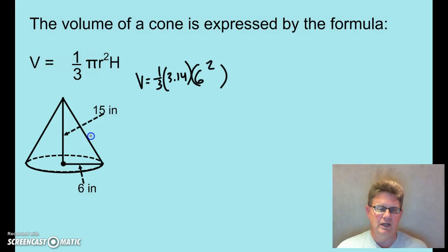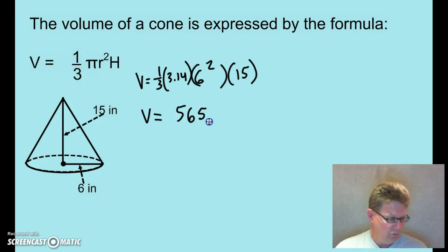It might be sometime that I don't give you the height. I give you the slant height, and you'll have to figure out the height using the Pythagorean theorem. But in this case, the height of the cone is 15. So the volume equals 565.2 inches cubed. And that's how you find the volume of a cone. This does conclude lesson 12.5, the volume of pyramids and cones.